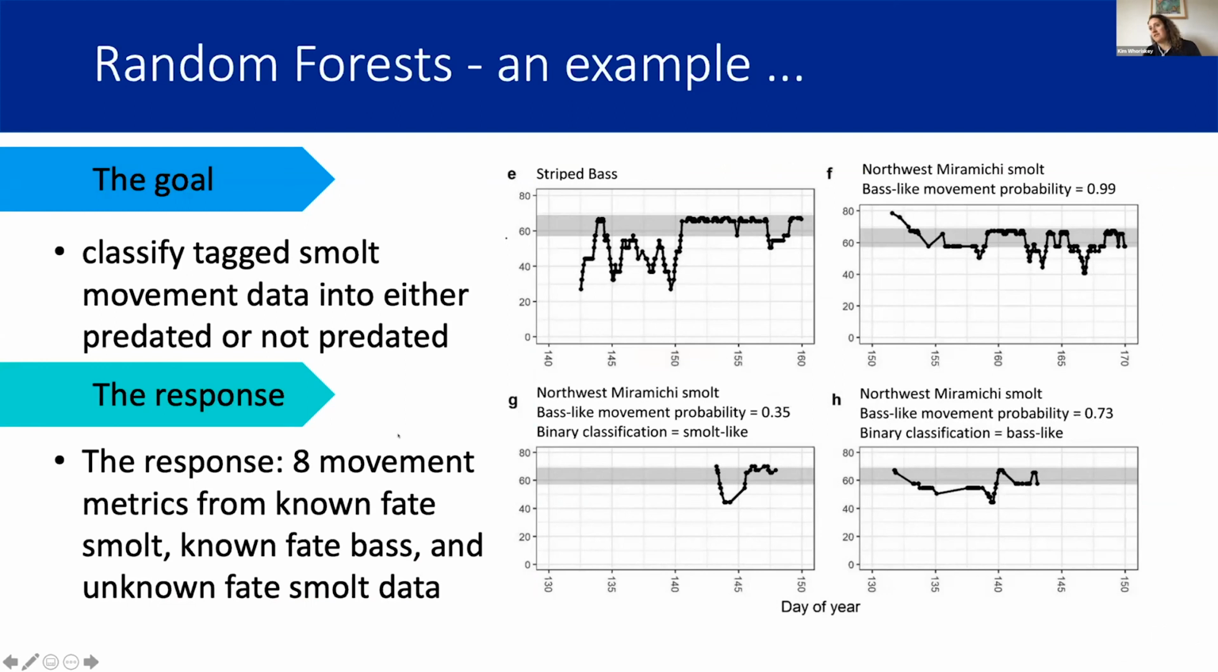The response variable consisted of 8 movement metrics from known fate smolts, known fate bass, and unknown fate smolt data. So here, for example, they had a striped bass movement track, and here they had a smolt that was classified by their algorithm as probably having been predated upon because it looked a lot more like a bass than it did like a smolt. Here they have an example of a smolt that was classified as a smolt track because it didn't look that much like a bass. And here they had an example of a smolt that was classified as another bass. I just thought that was a really cool paper and a really innovative way to look at predation.